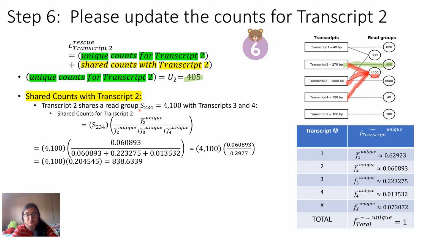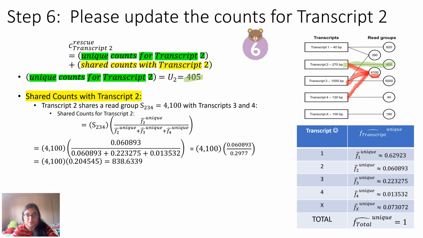So we see transcript 2, S2,3,4 is what I've called it. It's shared among transcripts 2, 3, and 4. So this value, this 4100: whatever transcript 2 gets will be its relative unique abundance in the numerator, and its denominator will be this unique for 2. But you're also going to be adding up the groups it's sharing with, which are 3 and 4. So that's where we get the denominator.